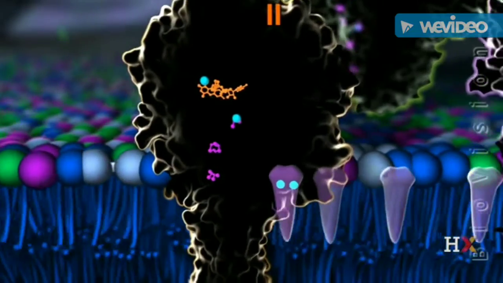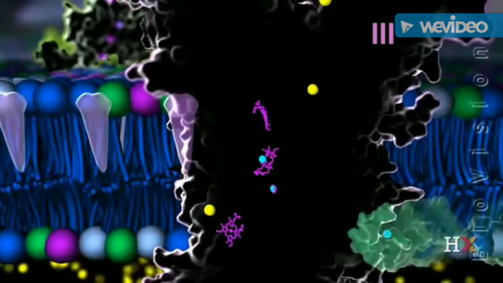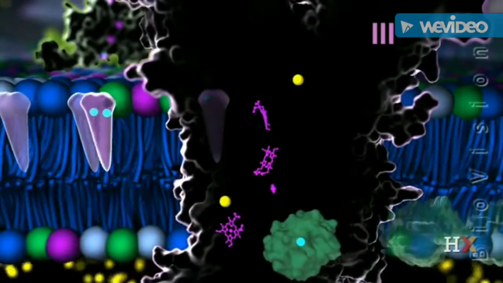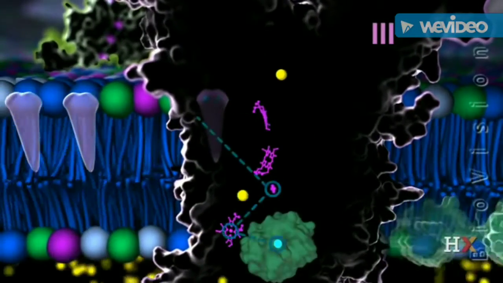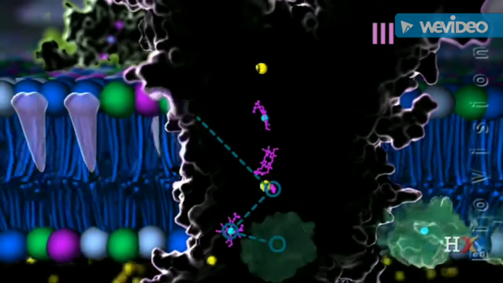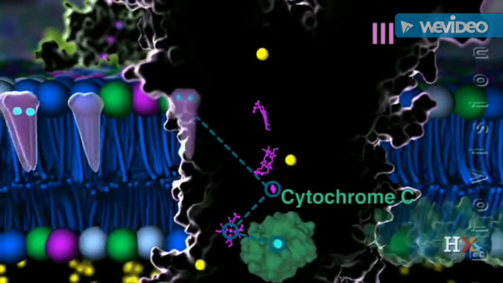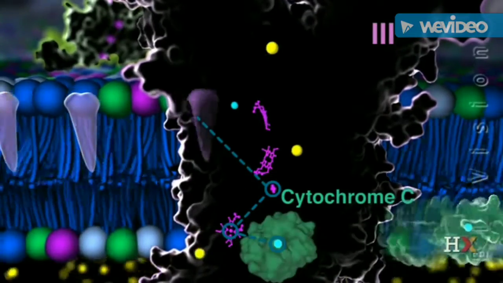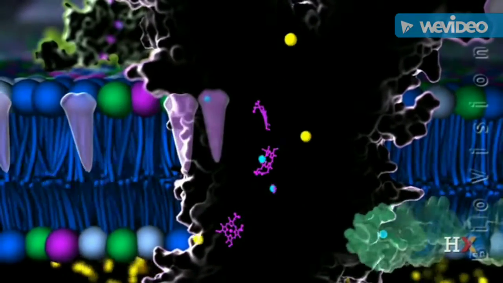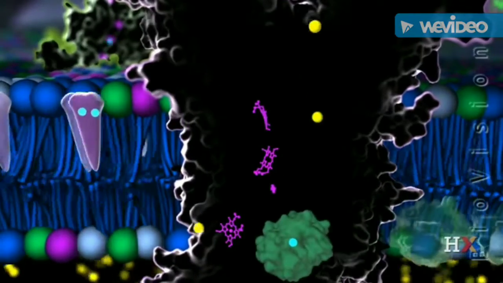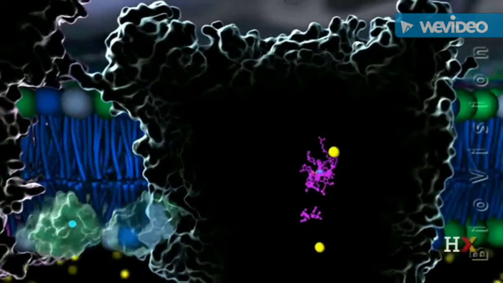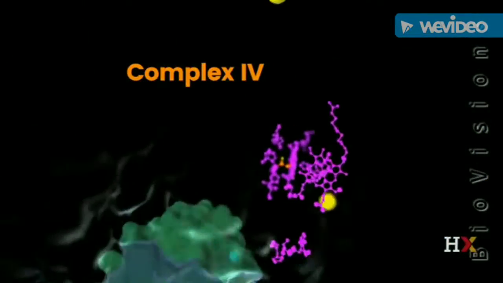Coenzyme Q molecules from complexes 1 and 2 donate their electrons to complex 3. One electron is recyclable and can re-enter complex 3 later, but the other passes through 2 redox centers before reaching cytochrome C. Cytochrome C carries the electron to complex 4. The electron transport chain ends in complex 4, where a series of reactions involving 4 electrons converts a molecule of oxygen to 2 molecules of water.